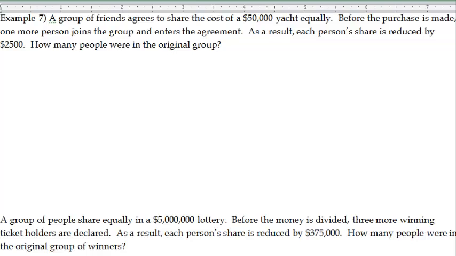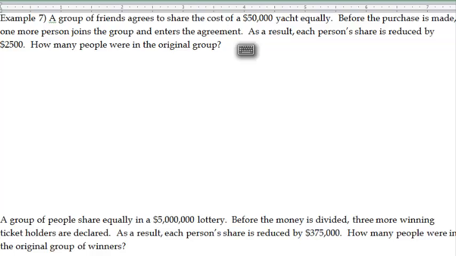Okay, we're going to do the last two problems on the P8 note sheet. So I have a group of friends that agree to share the cost of this yacht. Afterwards, one more person decides to join before we pay for it. So each person gets $250 back. How many people were in the original group?